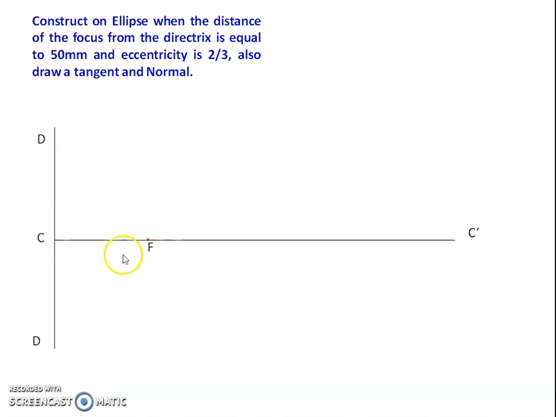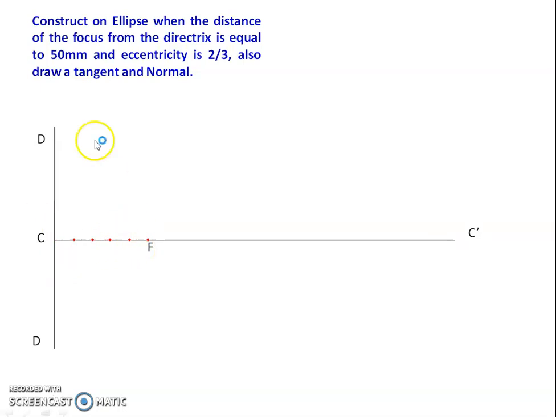The distance is 50. Now divide the CF distance into 5 equal divisions: 1, 2, 3, 4 and 5. So 5 equal divisions should be taken for this CF distance.